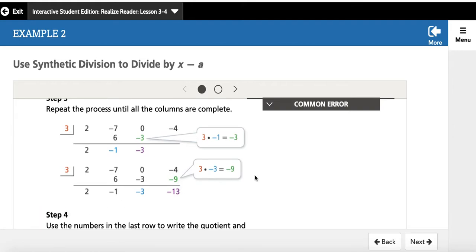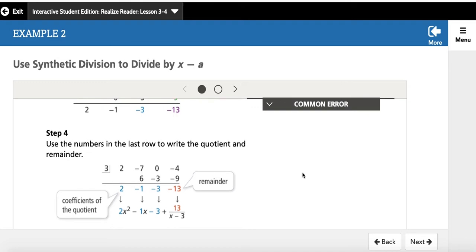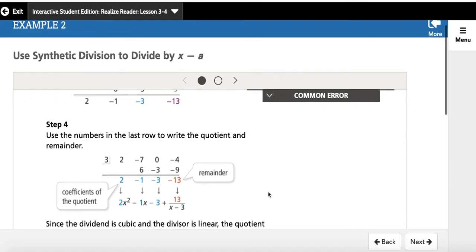And it turns out that this last number, the negative 13, would be a remainder if we did long division. If we were to divide this by x minus 3, we then have to come up with the x values. So it's 2x squared minus 1x minus 3 plus the 13 over x minus 3 if you wanted to break it down in factored form.